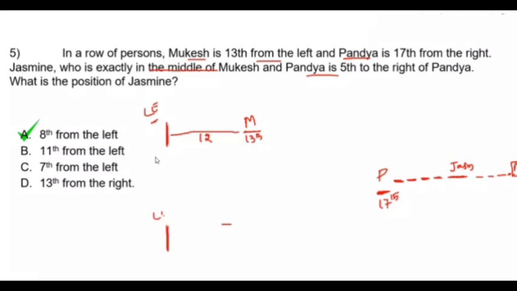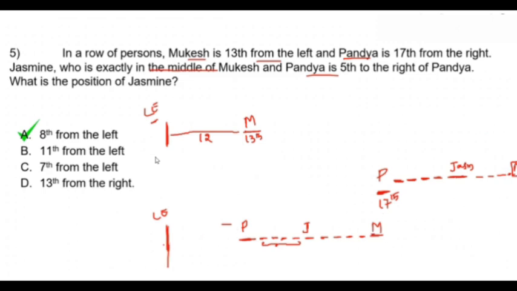If I redraw the diagram, if this is the left hand, now if I place Pandya here, if this is Pandya, first right, second right, third right, fourth right, fifth right of Pandya is Jasmine. How many members are here, everybody? 4 members. Absolutely 4 members should be there in between Jasmine as well as Mukesh. Yes. Then I can redraw the equation.